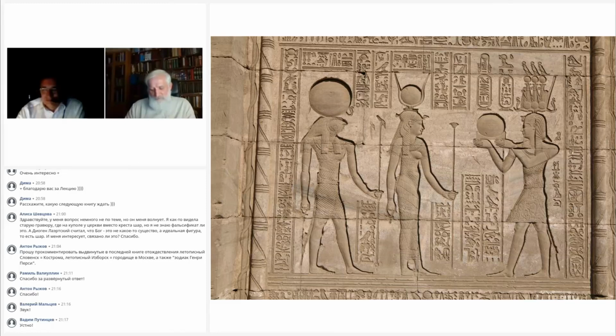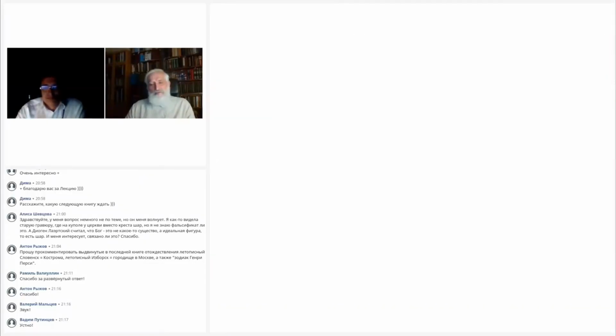In the latter, divinity is depicted as a sphere, conveying divinity in the form of a sphere. The sphere was used as an ancient symbol of divinity. The sphere represents the ideal figure.